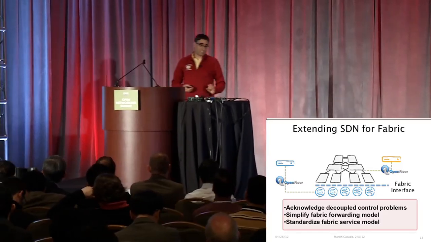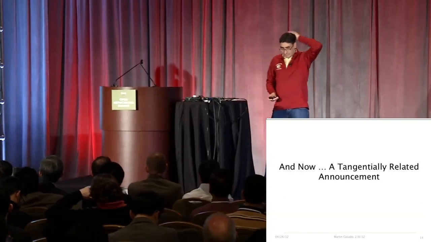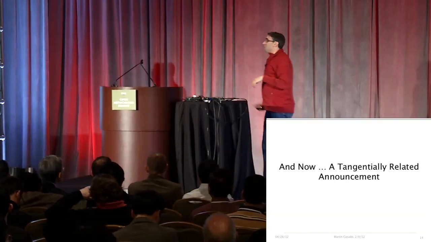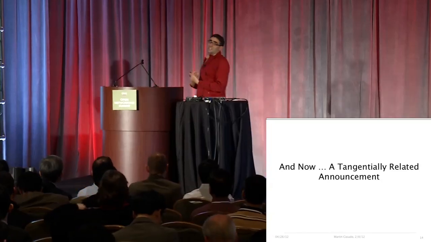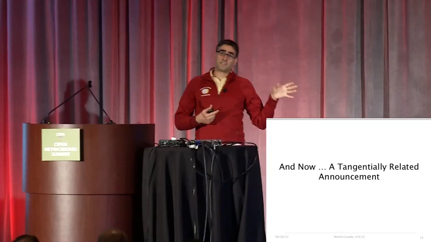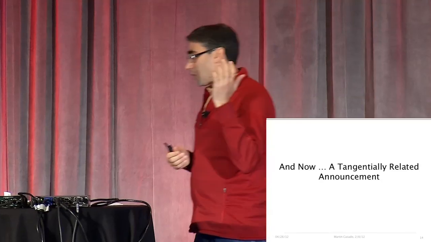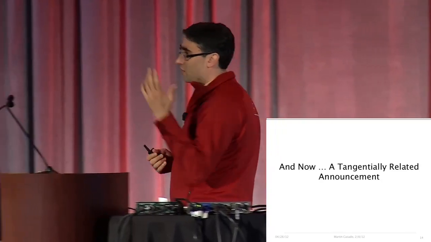So that's the majority of the technical content that I have. I just wanted to make one somewhat tangentially related announcement. For those of you who don't know, a project that is near and dear to my heart is Open vSwitch, which is a soft switch. It's actually a full SDN switch stack. It runs both in software and in hardware. It supports OpenFlow 1.0. Right now, there's a lot of work on 1.1 and 1.2, and this is ongoing.